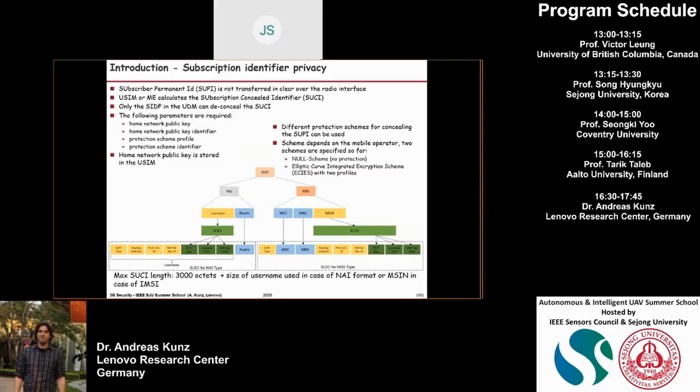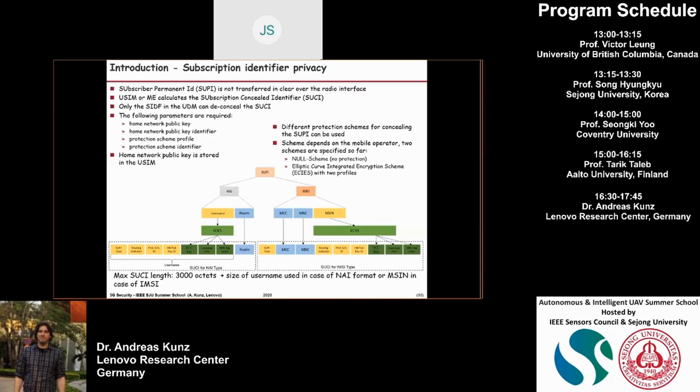In 5G, the idea was to prevent this, and the user should conceal the identifier in a so-called SUCI, subscription concealed identifier. This is basically based on a public and private key pair. The public key is stored on the user. The private key for deconcealing is residing in the SIDF in the UDM. There are a couple of parameters in order to do this. So we need to have the home network public key in the user.